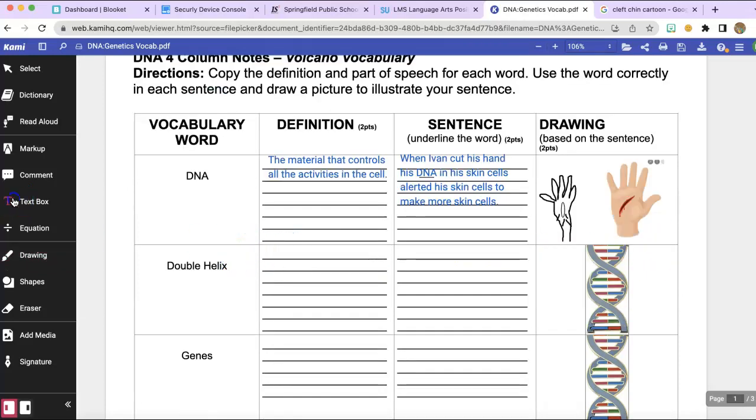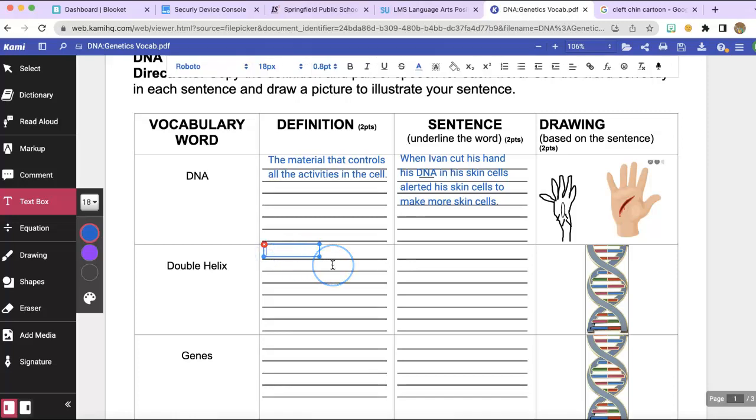Now, take your pencil and let's type the definition for that. I'll be typing, you'll be writing. It is the shape of DNA. That's very simple. Double helix is the shape of DNA.